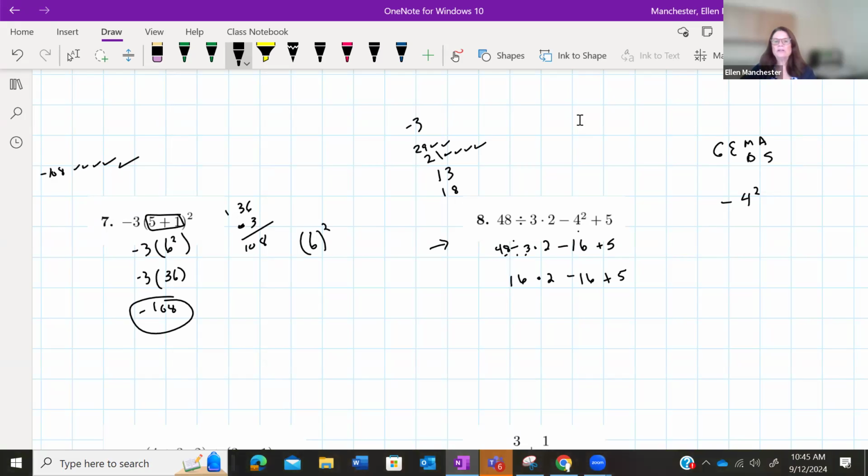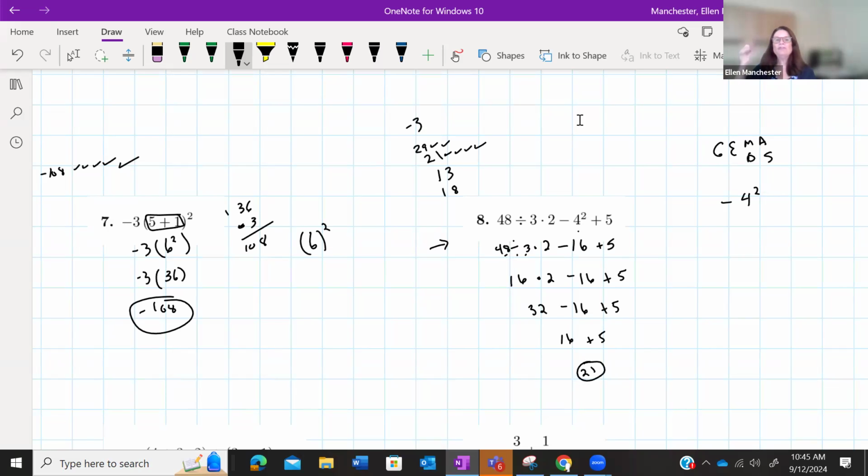Where are you off already, or where did you go off, or are you good so far? Okay, so now what do we do? Then you're going to do multiplication. Good. So 16 times 2 is 32. Okay, now it's all adding and subtracting. So if you notice, I haven't done any adding or subtracting. The only thing I've done is exponents, division, and then multiplying. And then the very last step is the adding and subtracting. So 32 minus 16 is 16. 16 plus 5 is 21.